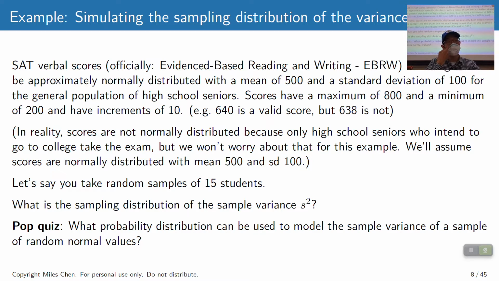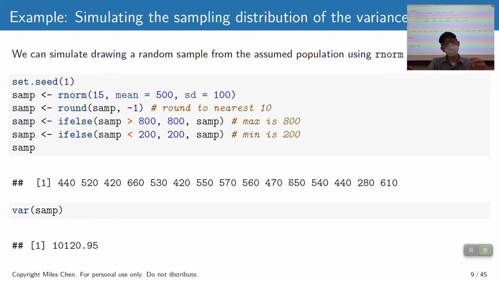But in our case, the standard deviation of the population is 100. So what do we do? Maybe you remember, maybe not. It doesn't matter. What we're going to do is just simulate our sampling distribution.